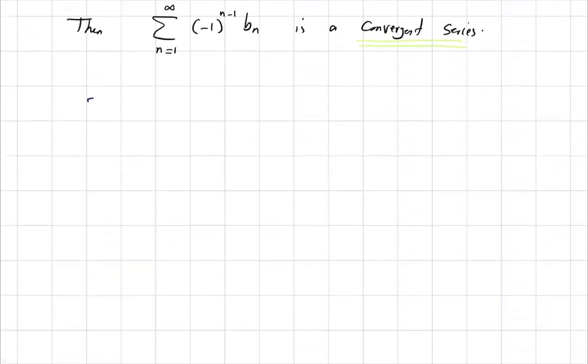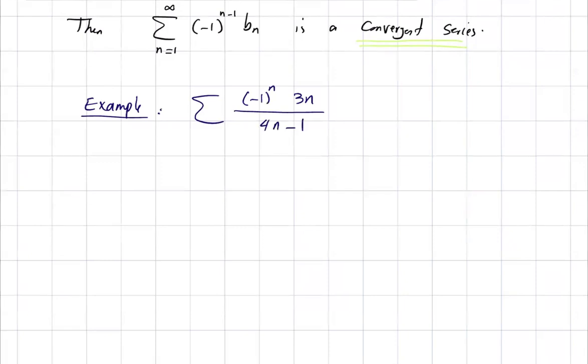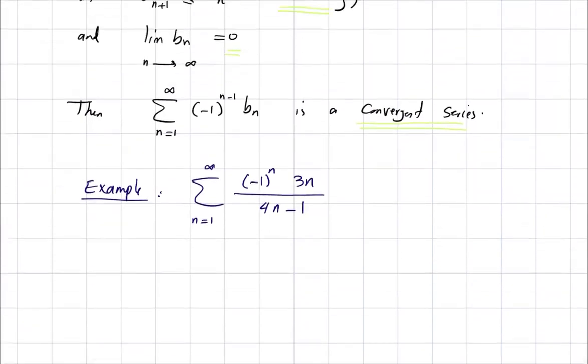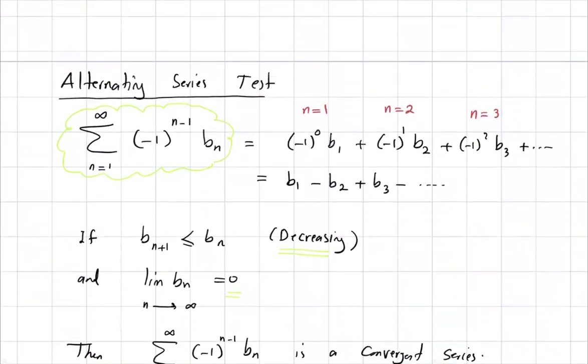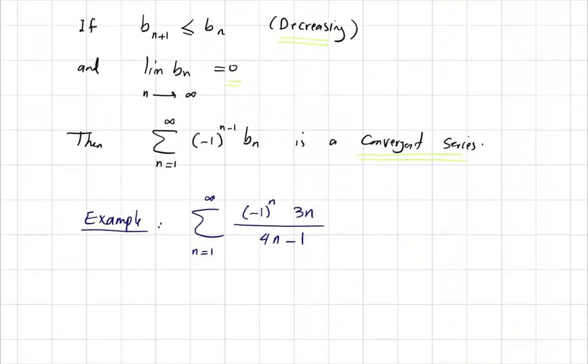In this example, you want to check the behavior of the summation of (-1)^n times 3n divided by (4n minus 1), where n starts from 1 and goes to infinity. So is this an alternating series? Does it satisfy the definition of an alternating series?